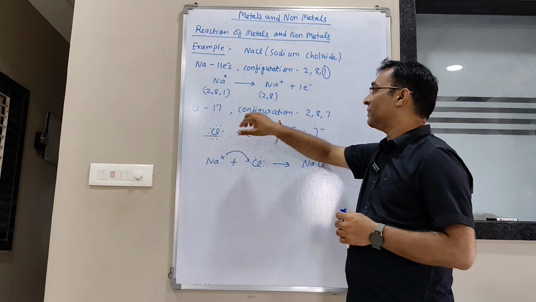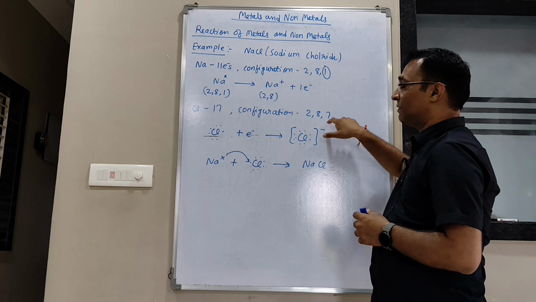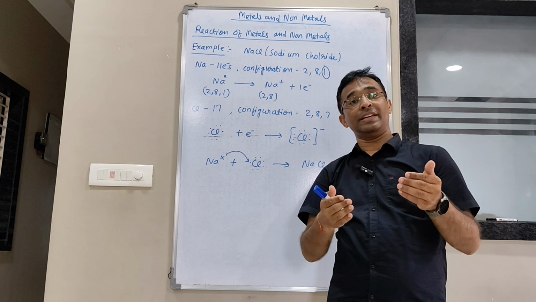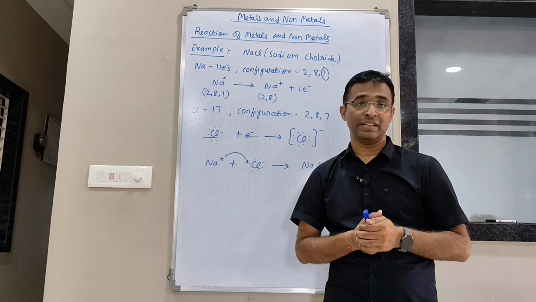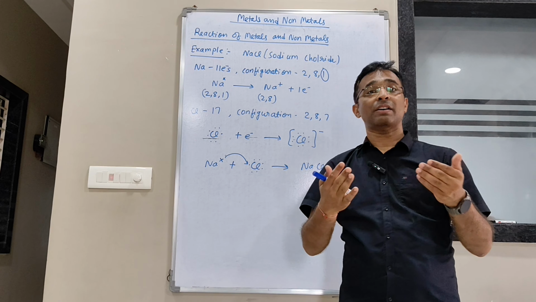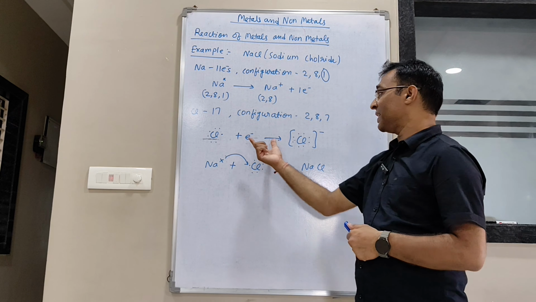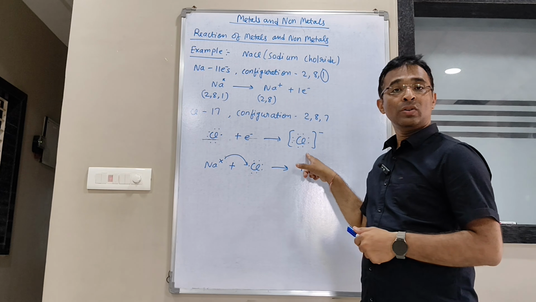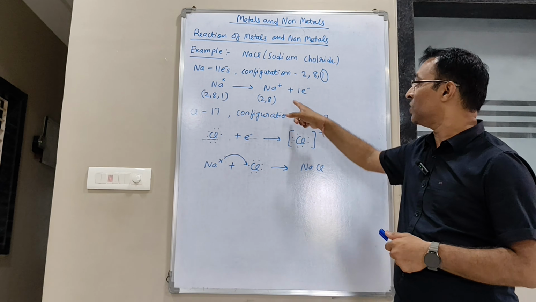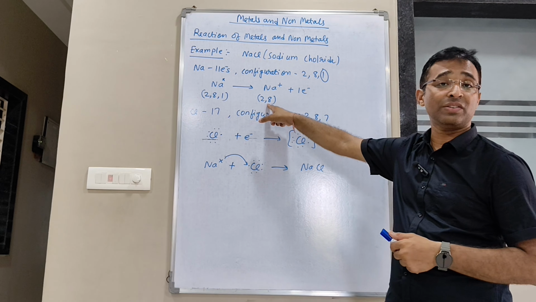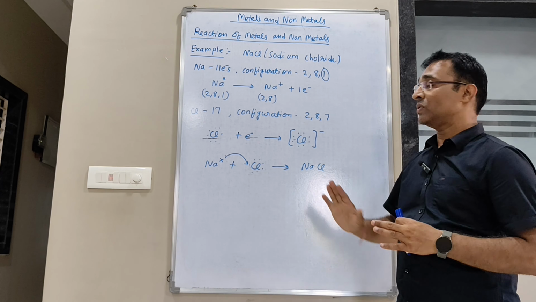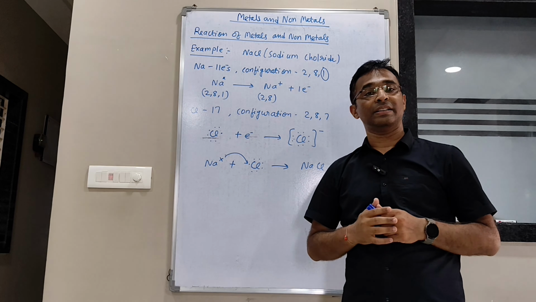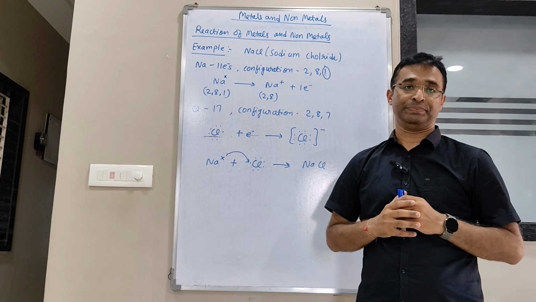Similarly, with chlorine, the configuration is 2, 8, 7. It has 7 electrons in its outermost shell. Gaining 1 electron requires much less energy as compared to donating 7 electrons. So here it gains this electron and attains noble gas configuration. So here noble gas configuration is attained, outermost electrons are 8 and here outermost electrons are 8. So these two combine to form NaCl and this is an ionic bond.